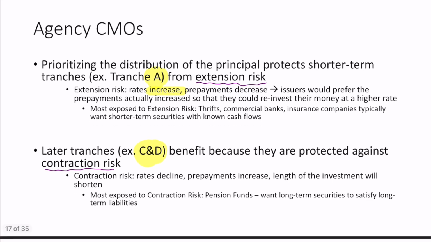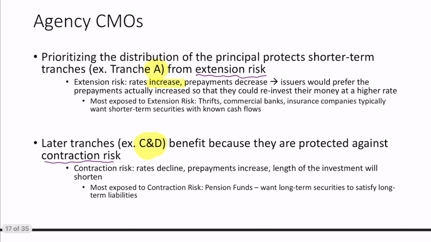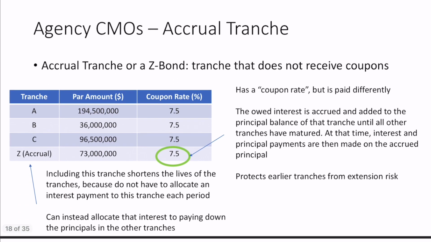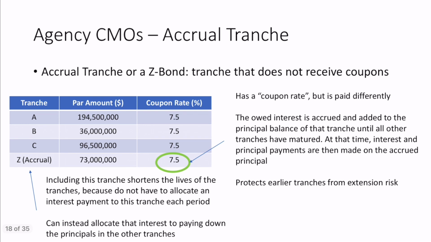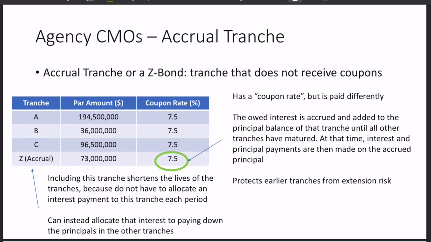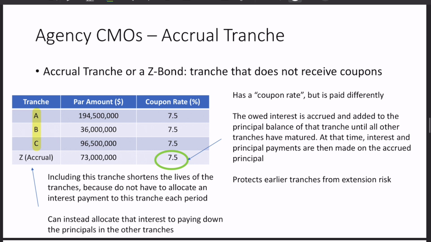Another way that you can kind of play around with extension risk versus contraction risk is, instead of just having a sequential, you can add in something called an accrual tranche. In this example, we now have 3 tranches. So we have the sequential, which is A, B, C, and then we added on an accrual tranche. So instead of D, it's now just become Z. This Z tranche does not actually receive any coupons. So it's a little bit strange that it looks like it has a coupon rate over here in green, right? It says 7.5, but that's not actually really a coupon rate. That's the rate at which the par amount is going to be growing each period.